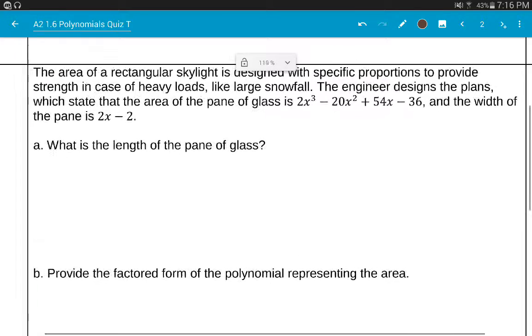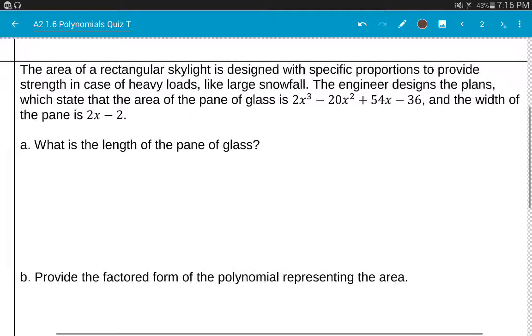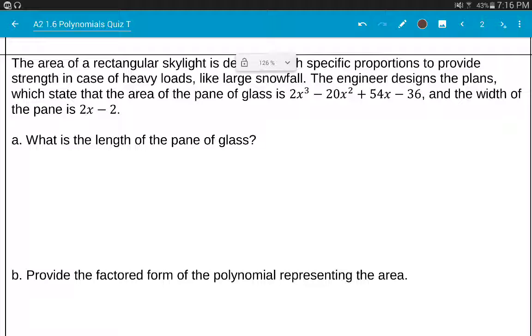Number 6. The area of a rectangular skylight is designed with specific proportions to provide strength in case of heavy loads like large snowfall. The engineer designs the plans which state that the area is this, this is area, and the width of the pane is this, this is the width. So what is the length?